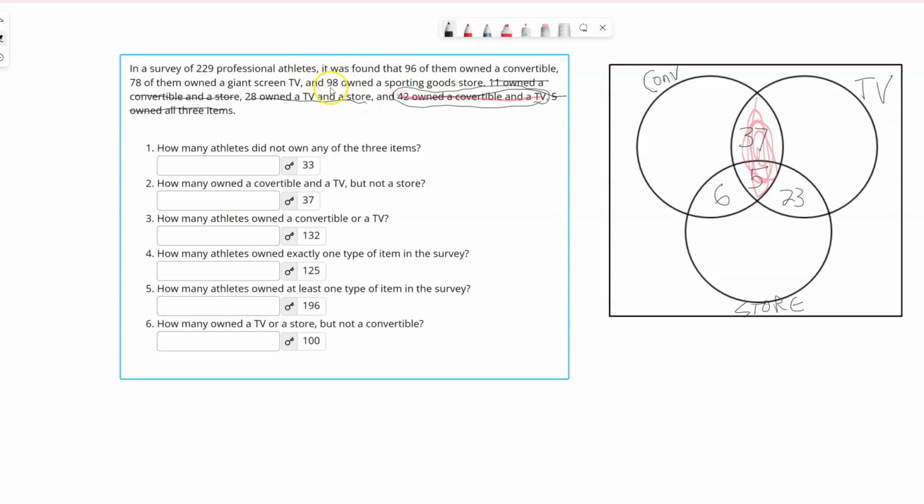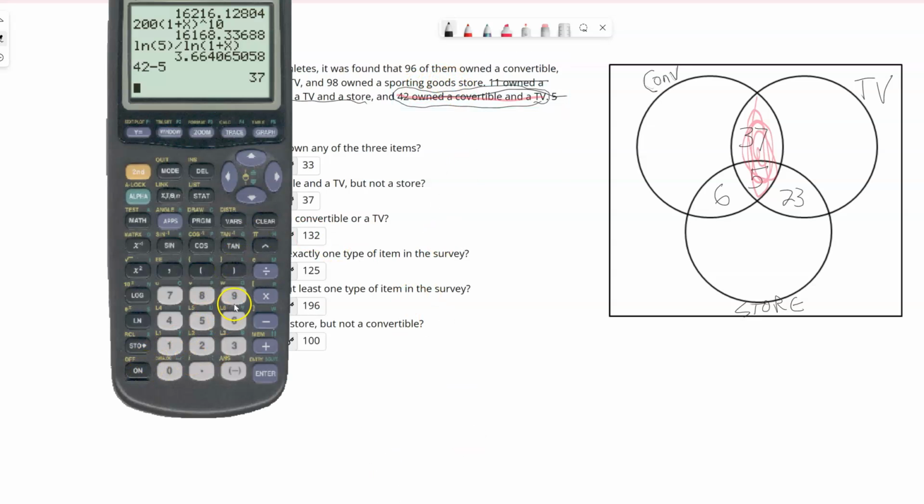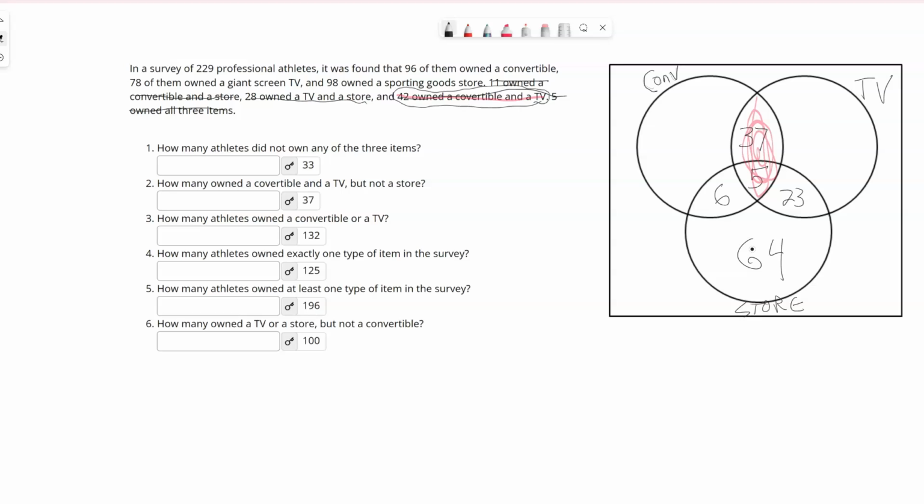Moving our way backwards, 98 owned a sporting goods store. So, of the 98 that owned a sporting goods store, we already have 23, 5, and 6 within the store circle. So if I subtract the 23, the 5, and the 6, we'll find out how many are left over in this unlabeled region. This is 64. If you add those 4 numbers up, you will have 98.